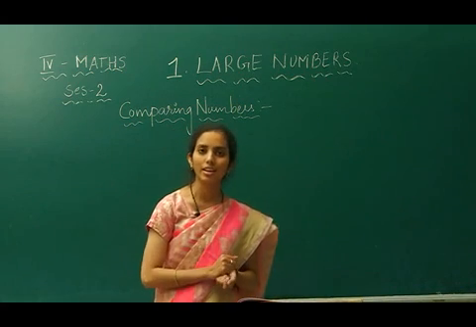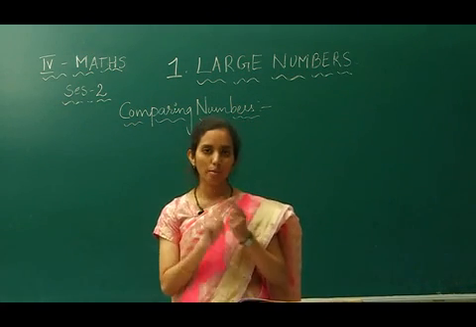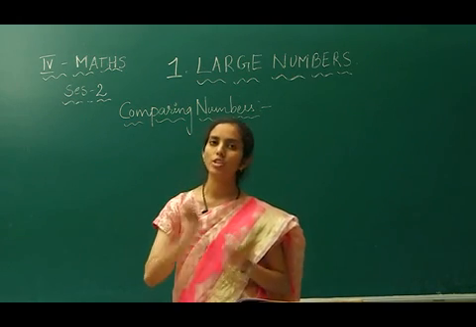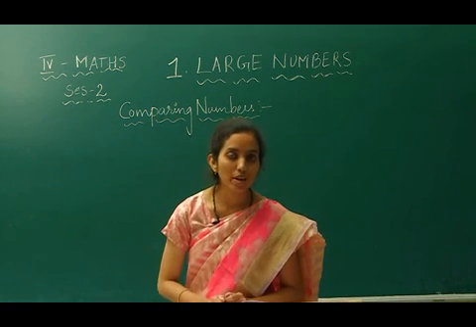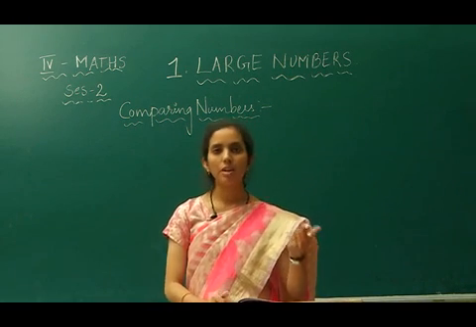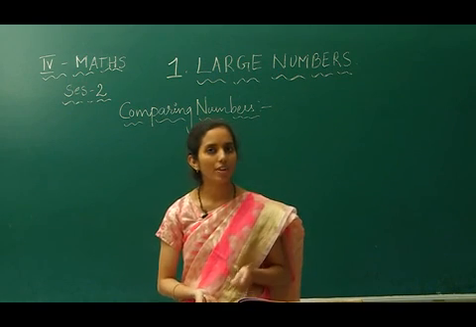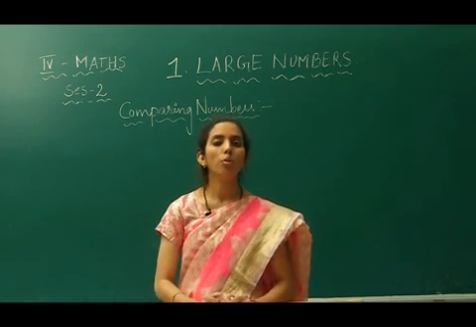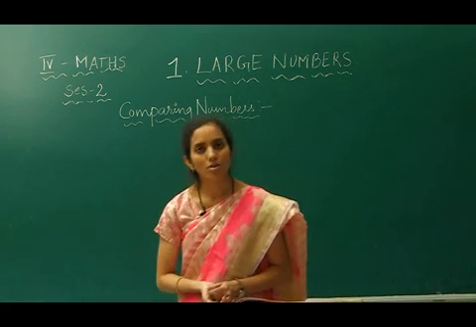The first thing to know which number is bigger is to count the number of digits given. If a 5-digit number is given and a 4-digit number is given, how do you tell which number is bigger? Obviously the 5-digit number. Why? 5 digits will be in 10,000s and 4 digits will be in thousands. So 10,000s is bigger than thousands.